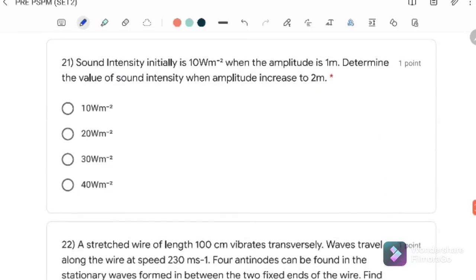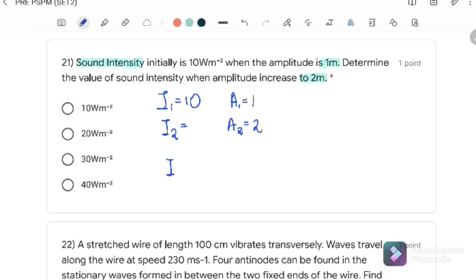Next question is chapter 10 related to sound intensity. Initially, the sound intensity is equal to 10 watt per meter squared when the amplitude is 1 meter. So at that time, amplitude 1 is 1 meter. Determine the value of sound intensity when the amplitude increases to 2 meters. So we want to find the new intensity when amplitude 2 is equal to 2 meters.